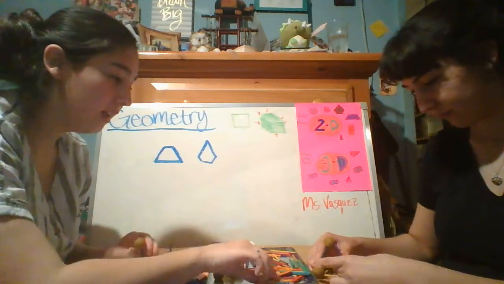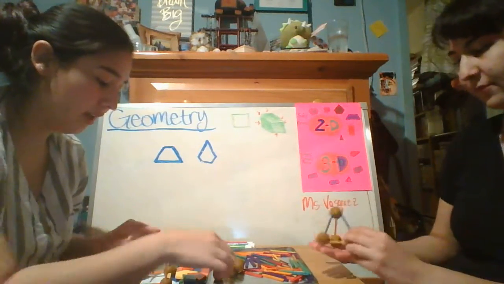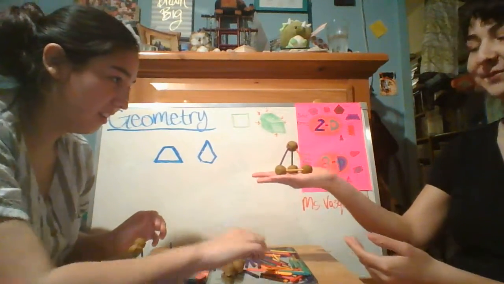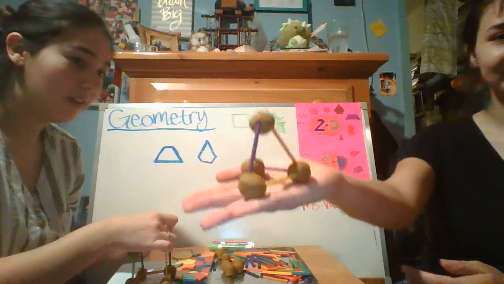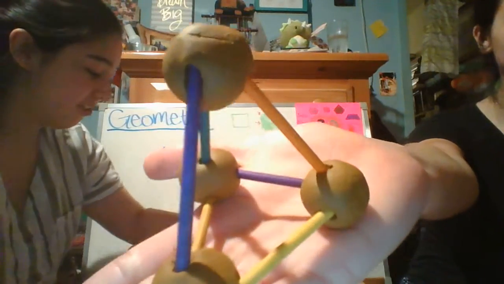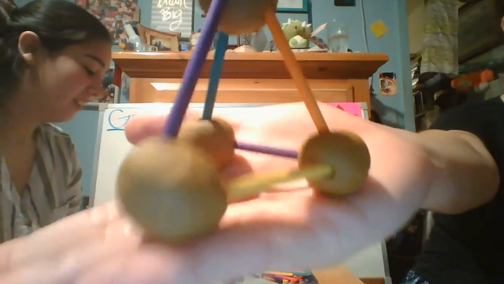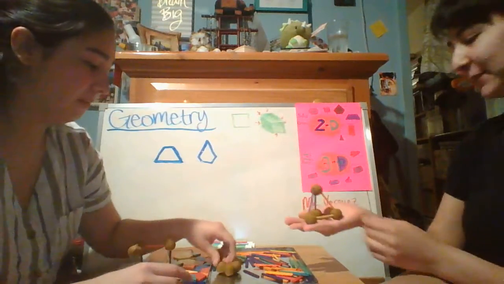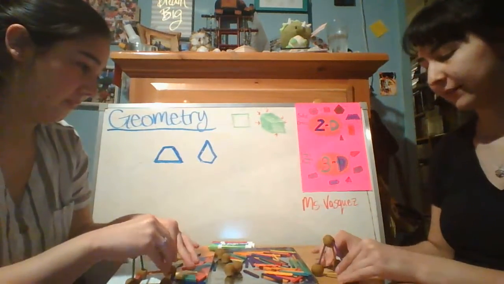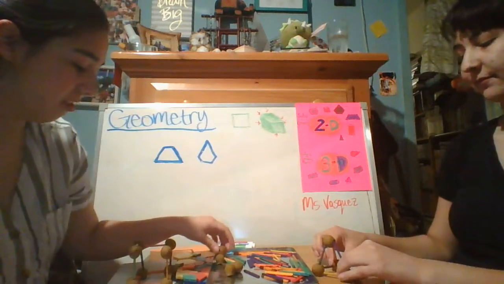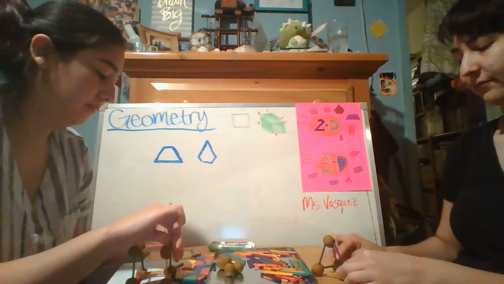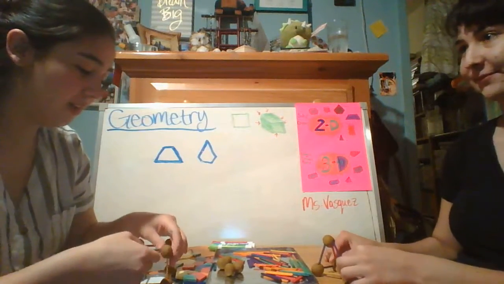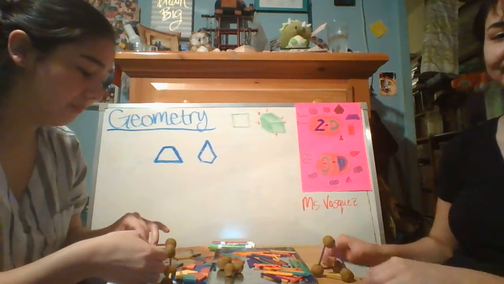So Lori, go ahead and share what you have made. What did you make? Oh, that's a very good pyramid. Can you tell me how many faces are in that pyramid? Yeah. How about the vertices? 4. And edges? 6. All right. Good job.